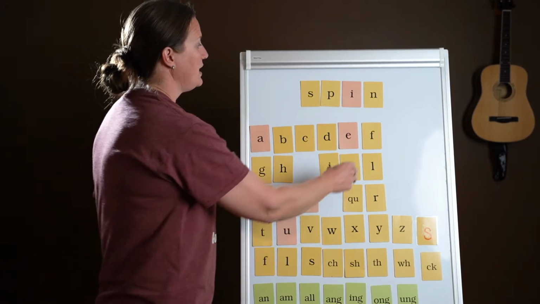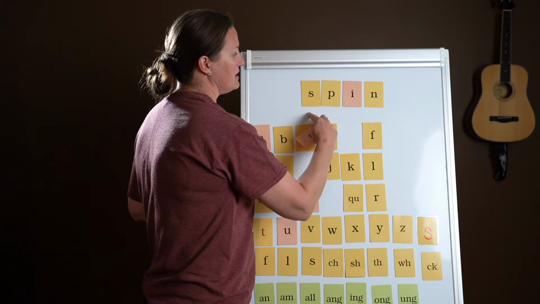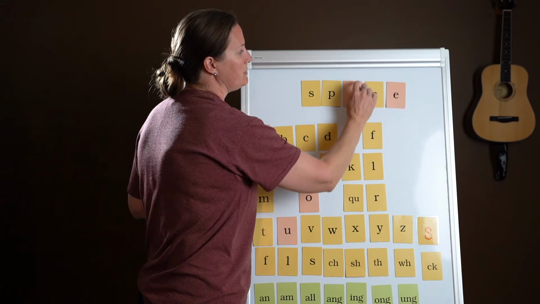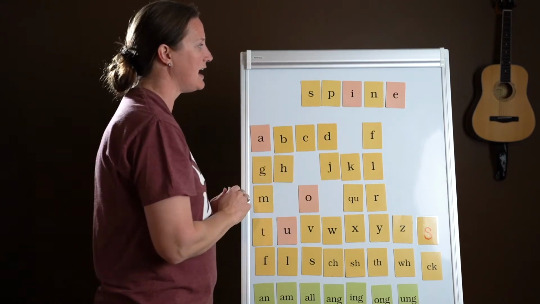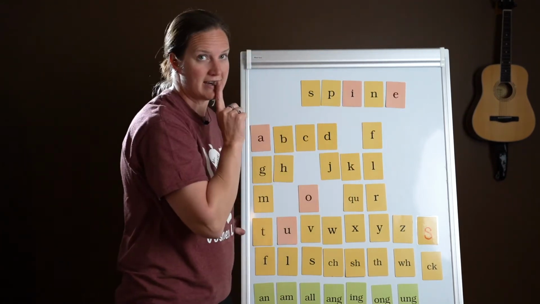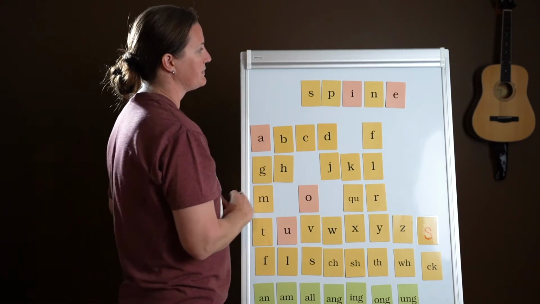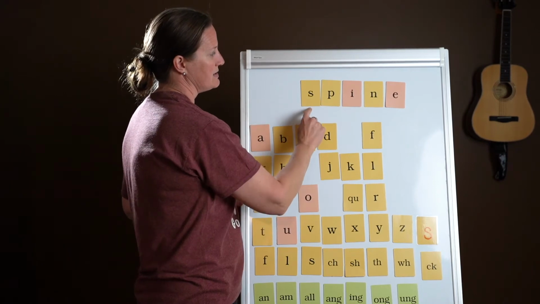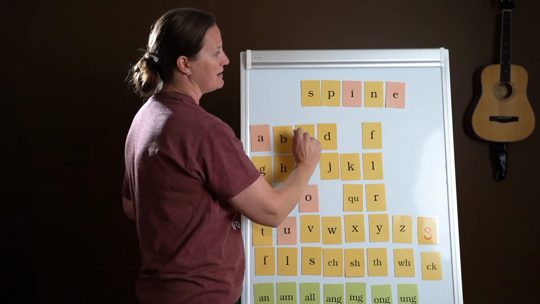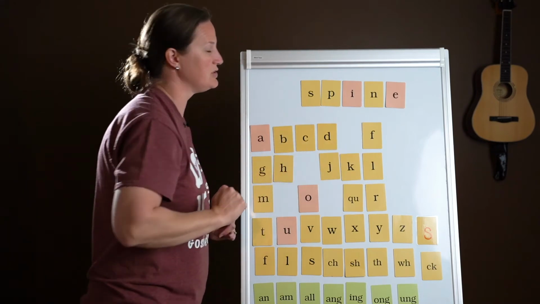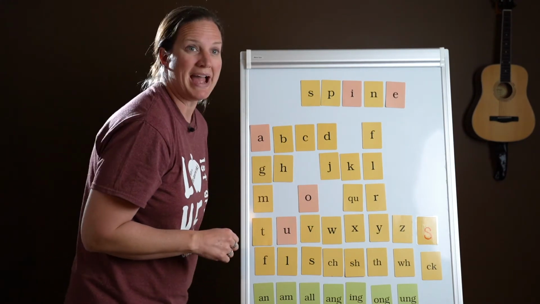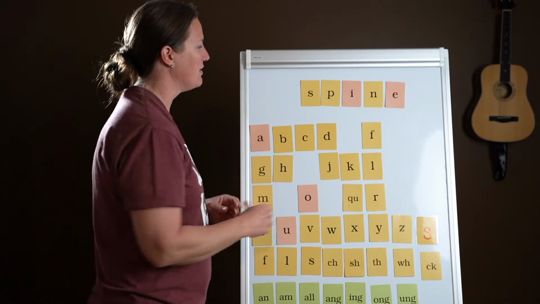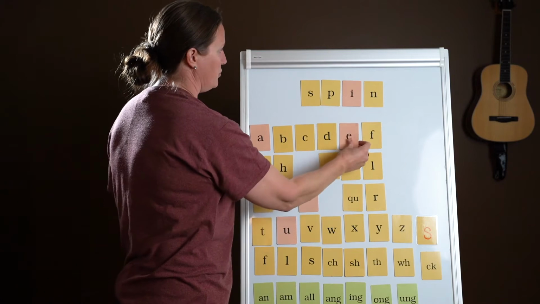All right. When we add the magic E to the end of this closed syllable, the E is going to jump over and make this I say I, and the E doesn't say anything. Go ahead and try this one. Spine. Spine. Spine. Yes, good job, boys and girls. A spine is like your backbone. You can probably feel the bones in your back. That's kind of your spine. All right, let's try a few more.